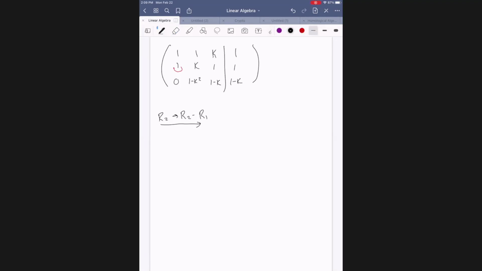Yeah, thank you. All right, so this will give me what? Well, if I take row 2 and replace it by row 2 minus row 1, this will give me 1, 0, 0, 1, k, 1. So I get k minus 1, 1 minus k, and then 0 in this case. So that would be 0. So 1 minus k squared, 1 minus k, and then you get the 1 minus k here.